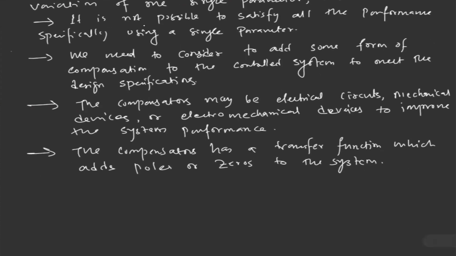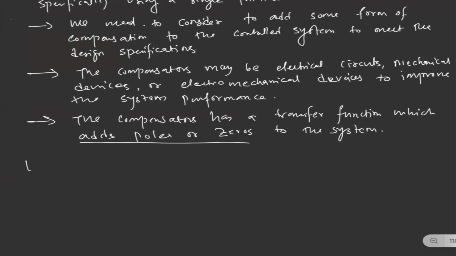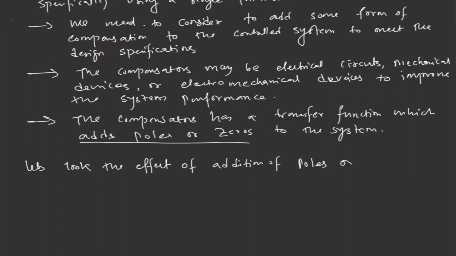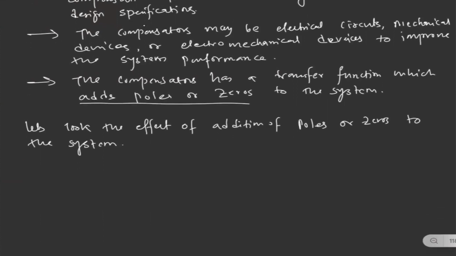Now, before we proceed with the control system, let's look at how our root locus plot is going to behave with the addition of poles and zeros to the system. So let's look at the effect of addition of poles or zeros to the system. Let's go with a simple example. Then it will be clear how the system is going to be affected.